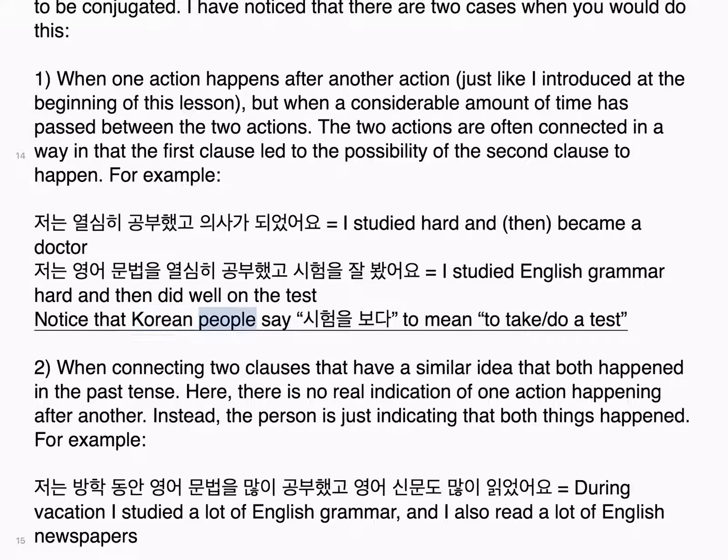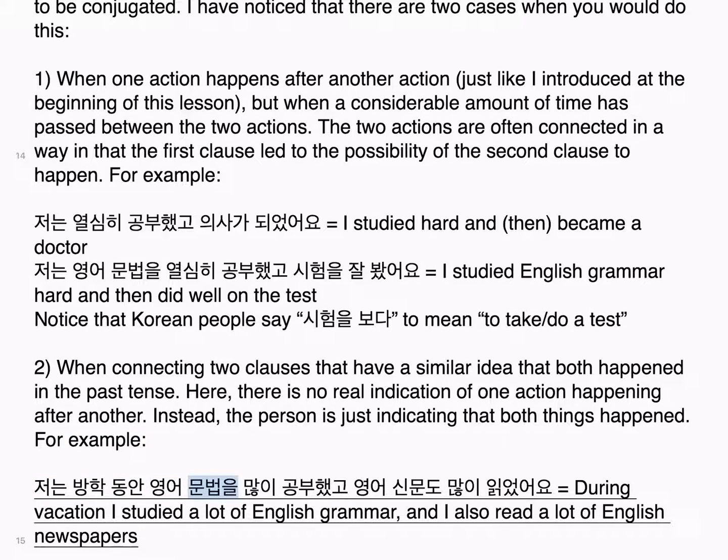Notice that Korean people say 시험을 보다 to mean to take a test. 2. When connecting two clauses that have a similar idea that both happened in the past tense. Here, there is no real indication of one action happening after another. Instead, the person is just indicating that both things happened. For example, 저는 방학 동안 영어 문법을 많이 공부했고 영어 신문도 많이 읽었어요. During vacation I studied a lot of English grammar, and I also read a lot of English newspapers.